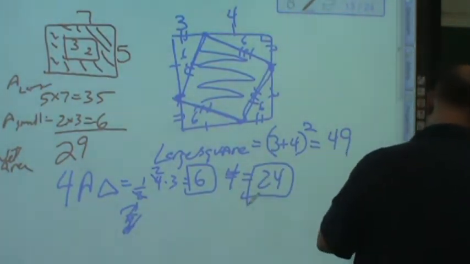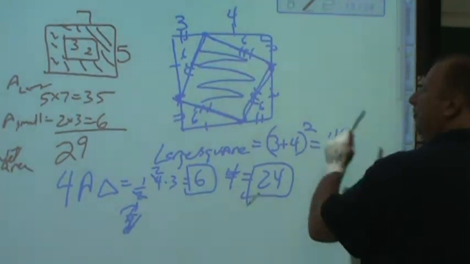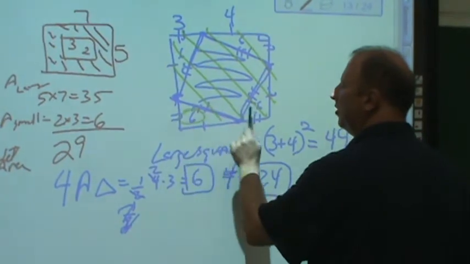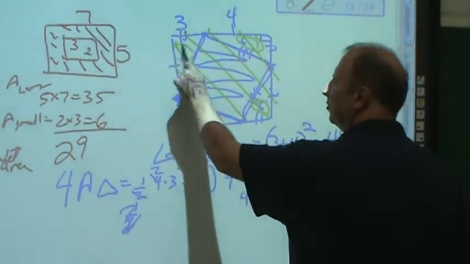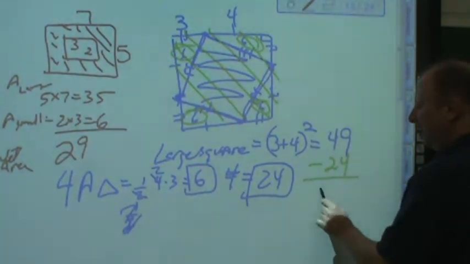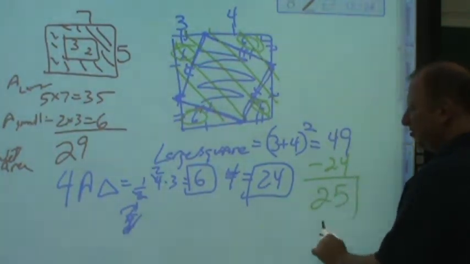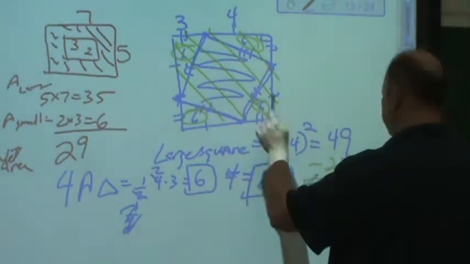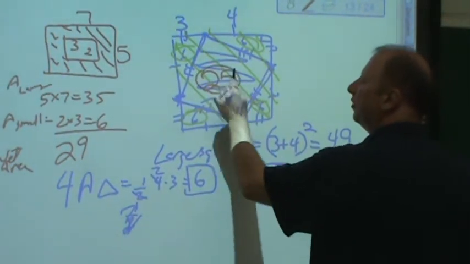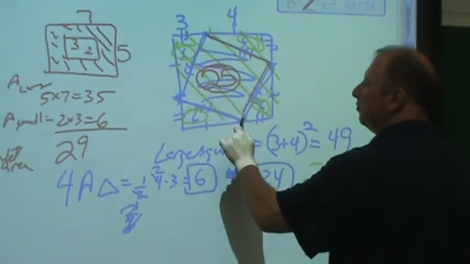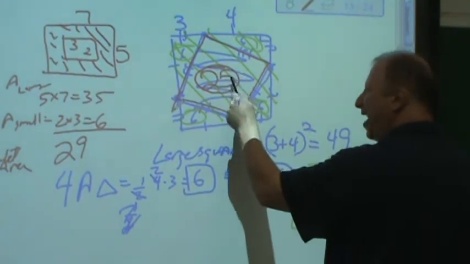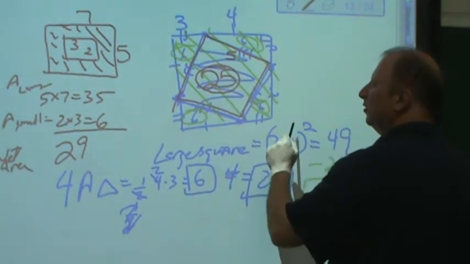So let's look at what I did. I first found the area of this whole thing. And now what I want to do is get rid of all these pieces. So I'm subtracting 4 pieces, and I know the area of this inside square is 25. Well, if this inside square is 25, and I know it's a square because all the sides are equal, then this has to be 5.